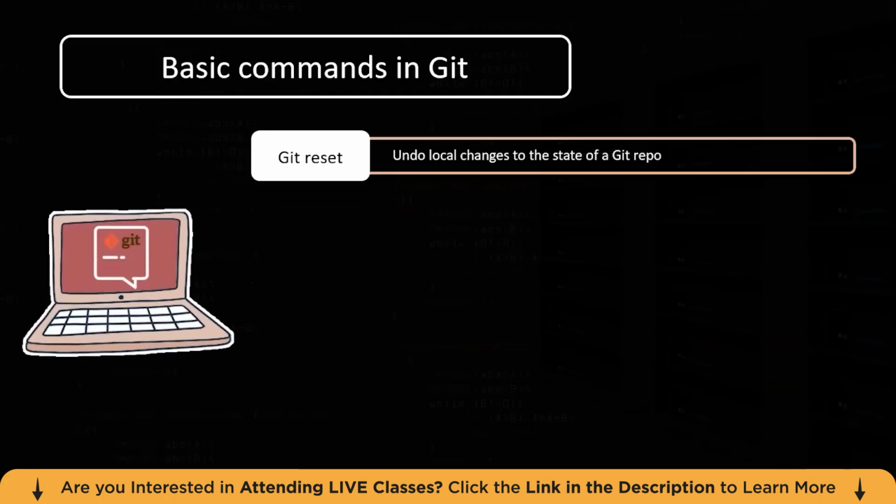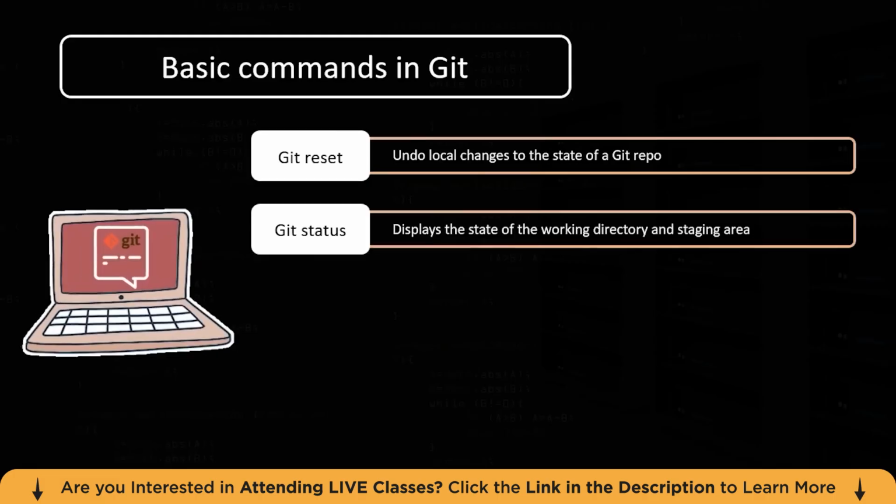Right, so these were some of the commands. Now there are some further commands also. Let's discuss them. The next command is git reset. At any moment, if you want to undo some local changes made to your Git repository, in that case we can use the git reset command.